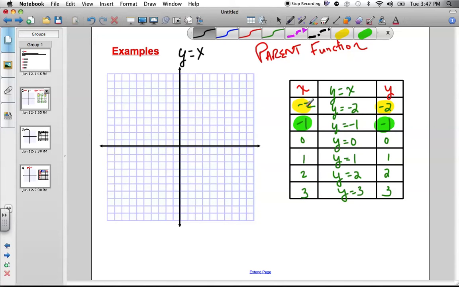And so our first ordered pair is -2, -2, so we're just going to go left 2 and down 2 and plot that point. Next ordered pair is -1, -1, so we're going to go left 1 and down 1, plot that point. 0, 0, which is right on the origin. 1, 1. 2, 2, and 3, 3. And what we're going to do is just connect all of our points.